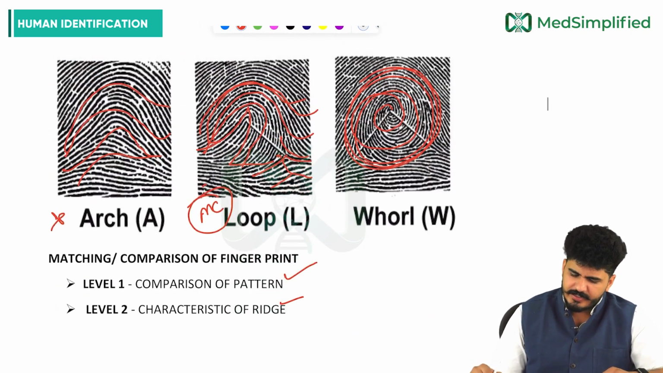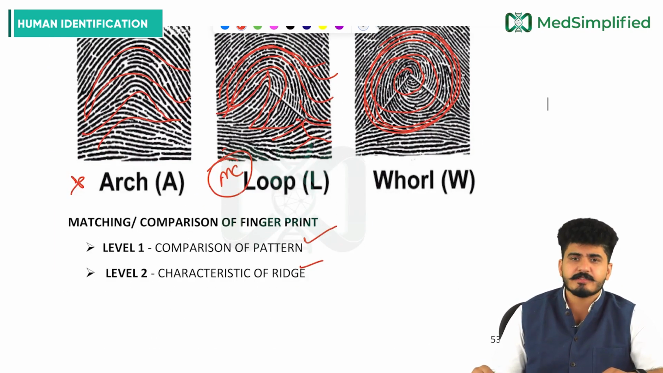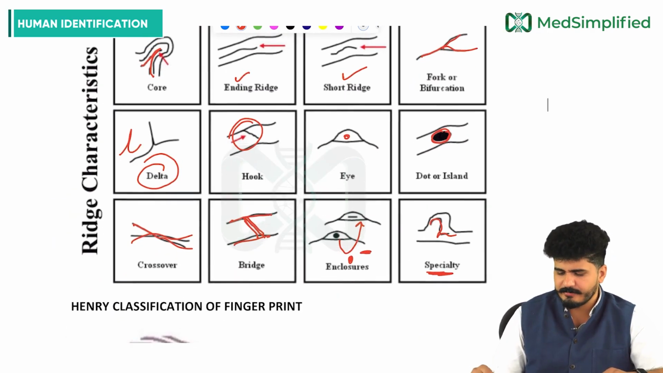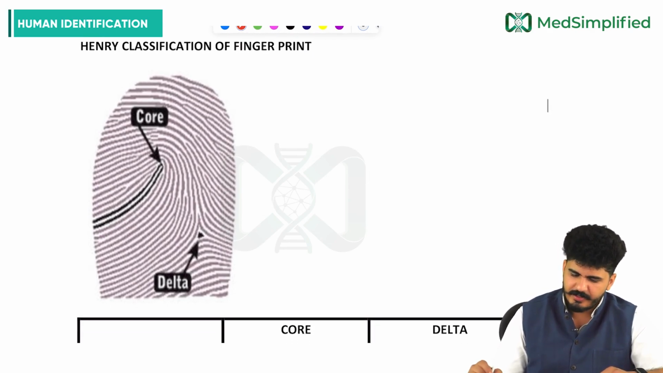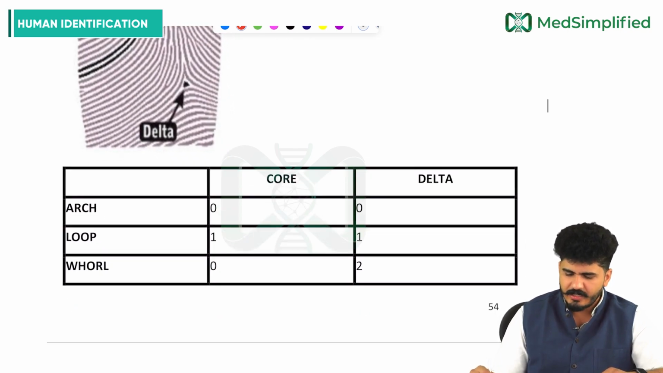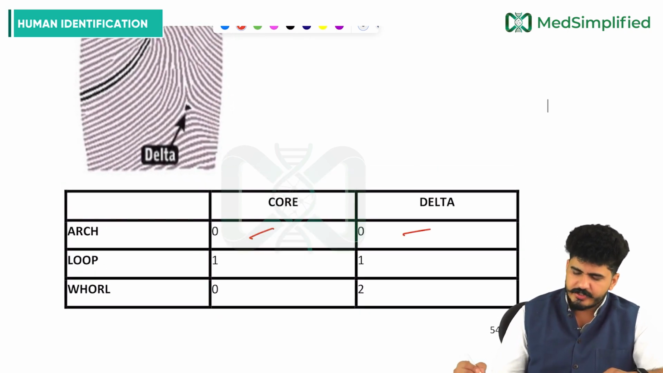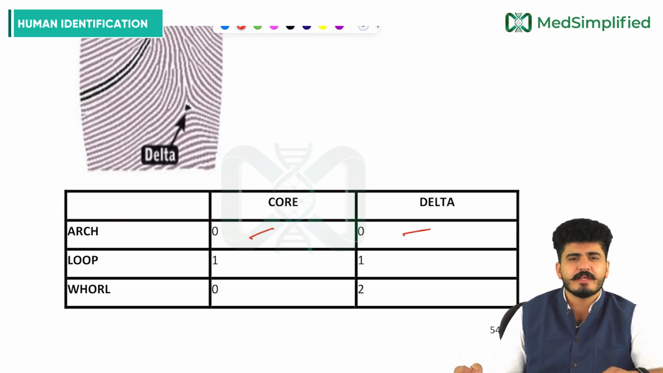First thing what we did is finding the pattern, comparison of the pattern. Second is by the ridges, my dear friends. Now Henry classification of the fingerprint. He said there is a core, there is a delta. So in arch, 0 core, 0 delta is there. In arch, what is there? 0 core, 0 delta. So arch, and core, delta you have seen.